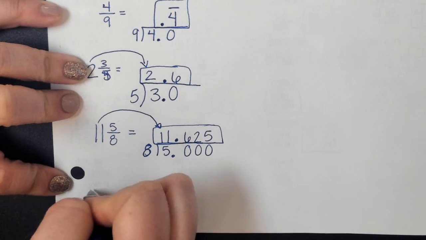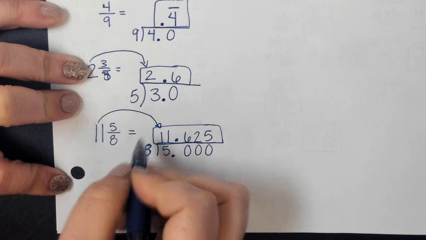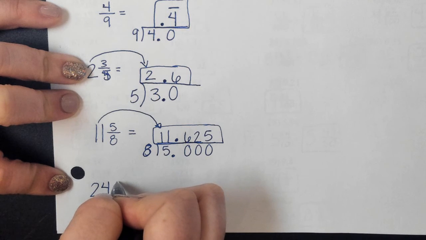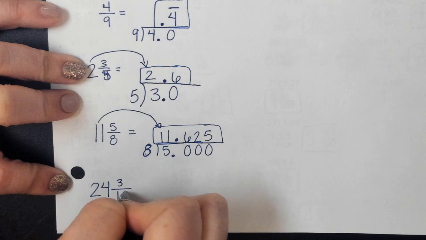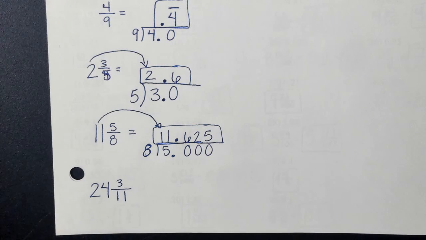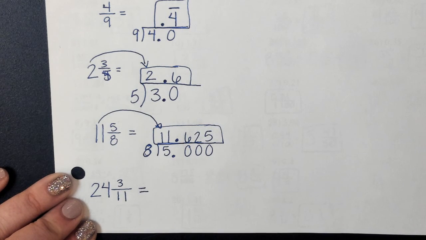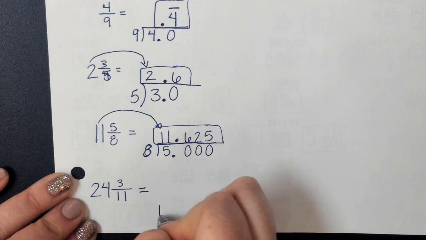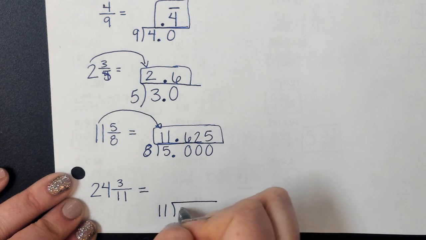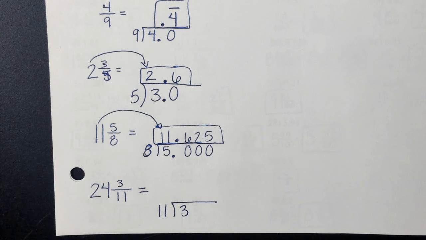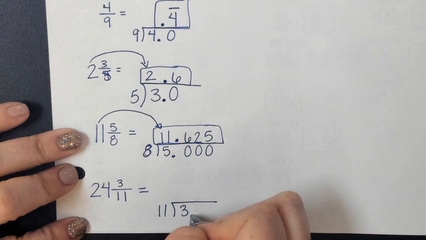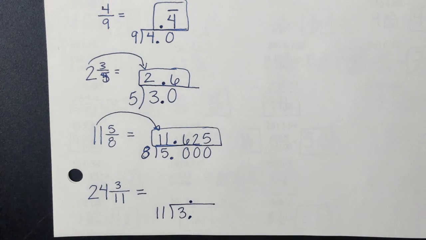We're going to do 24 and 3/11. 24 and 3/11. Okay, I just made this up, so I'm hoping it works out well. All right. What's going to go out the door? Emma King? 11. In the house? 3. Okay. All right. Can 11 go into 3? No. So let's add a decimal and bring it up.